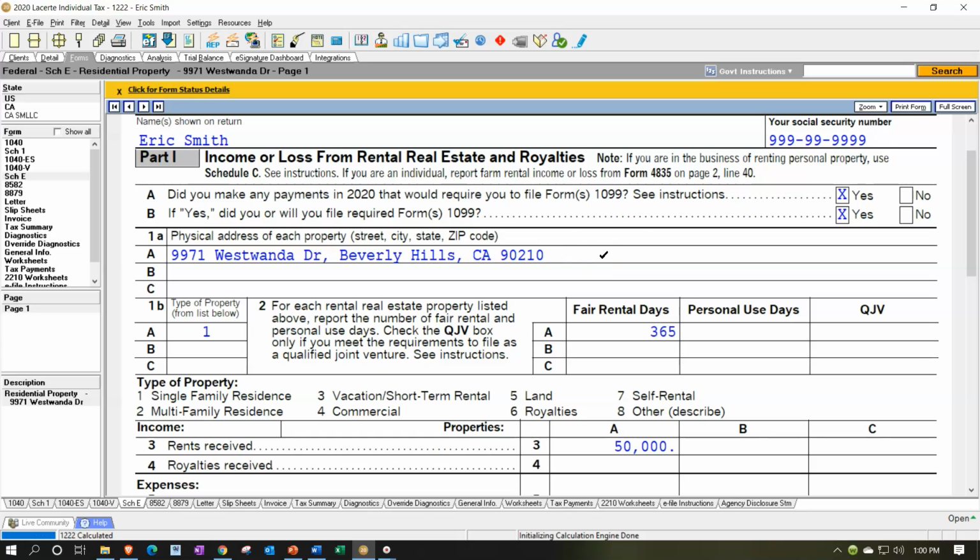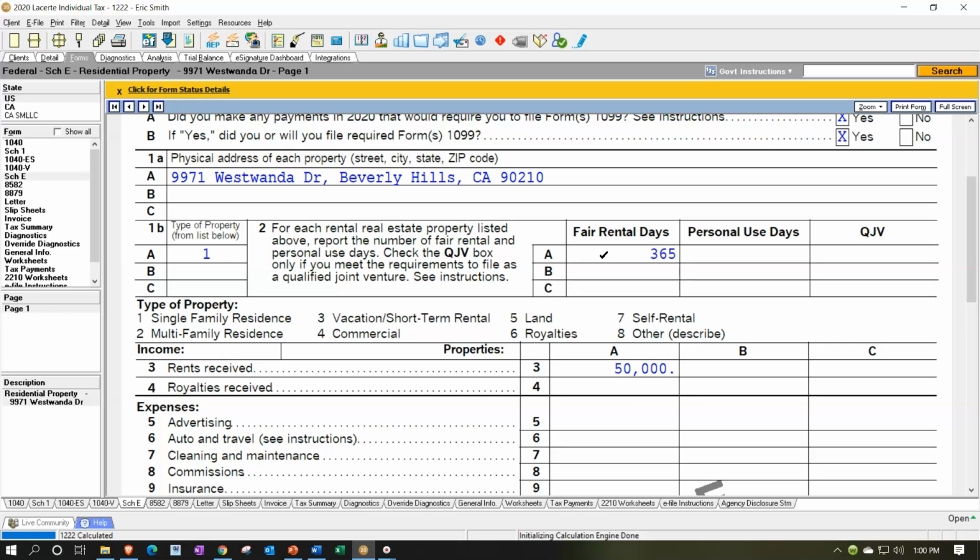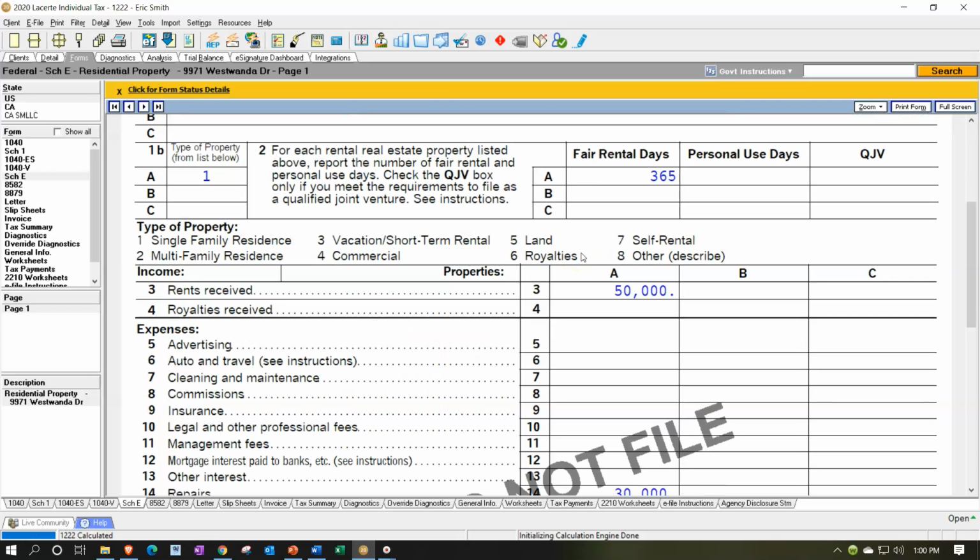This is a home for sale, by the way, if you have a few $1 million and you wanted to spend on it. But that's going to be that. And then the type of property, the fair rental days, we're going to say we're renting it for 365 days. So we're going to say we're renting it for the year.